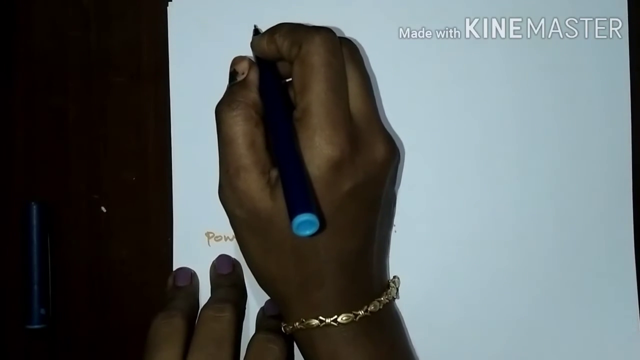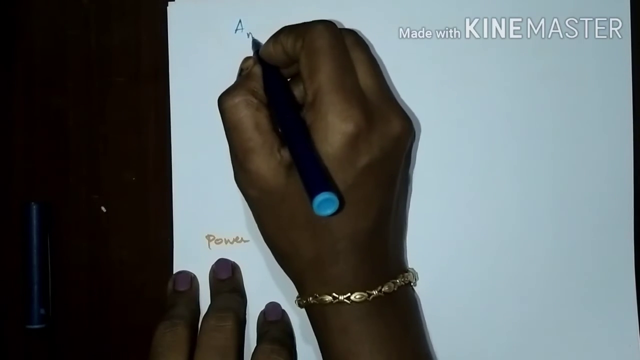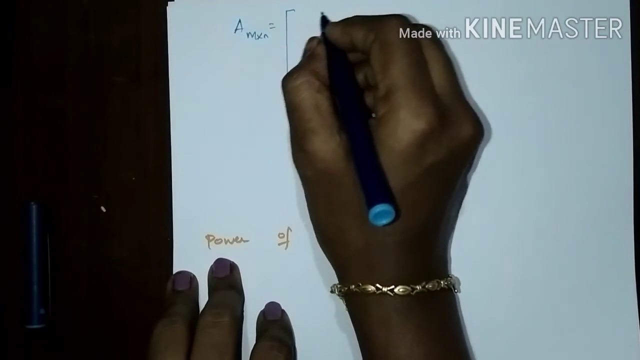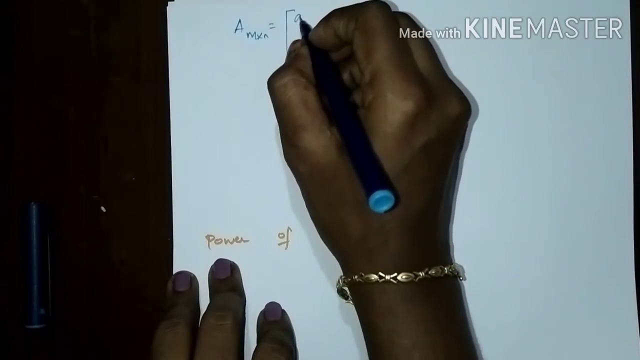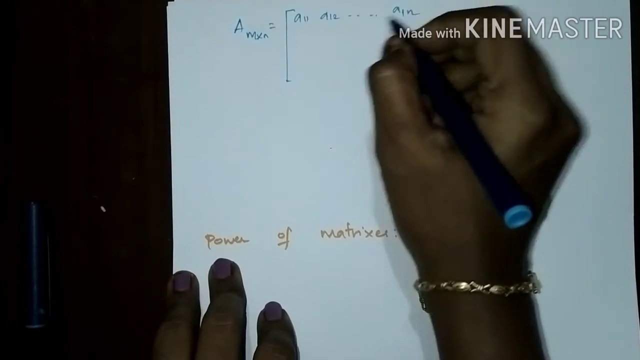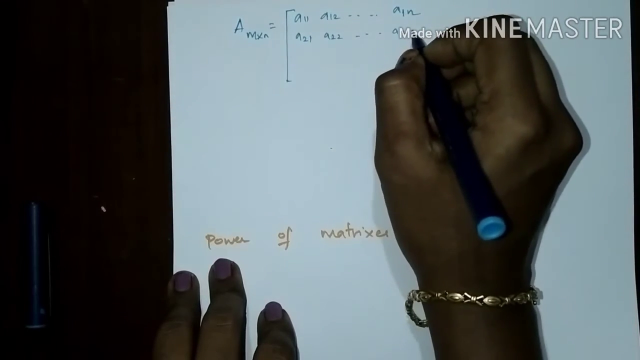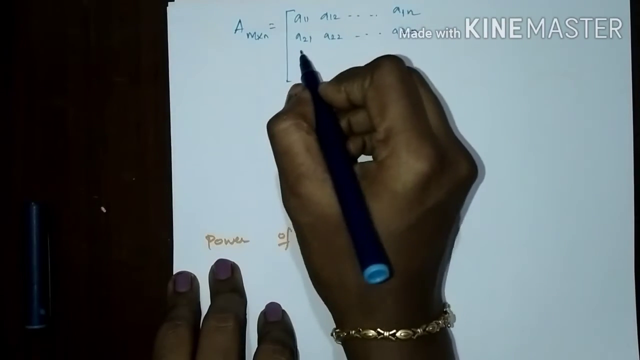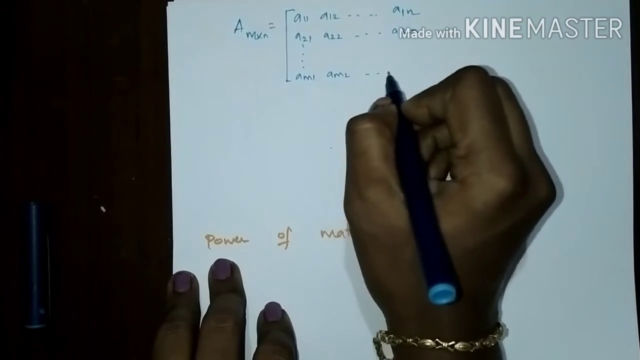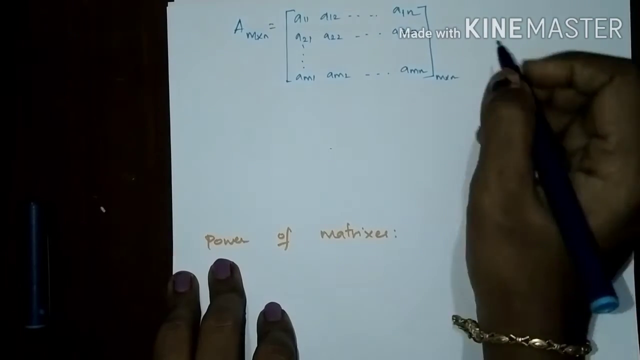Let's see with the general format of matrix multiplication. Let A be the matrix of order m cross n. It has m rows and n columns. The elements in the A matrix are represented by a11, a12, up to a1n, and a21, a22, a2n, and the last row would be am1, am2, and the last element is amn. It is in the order of m cross n.